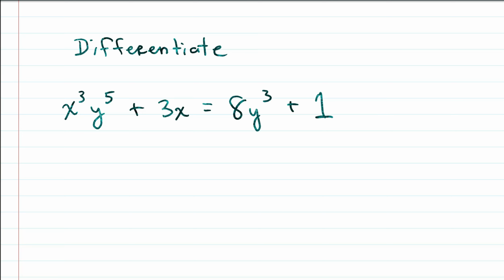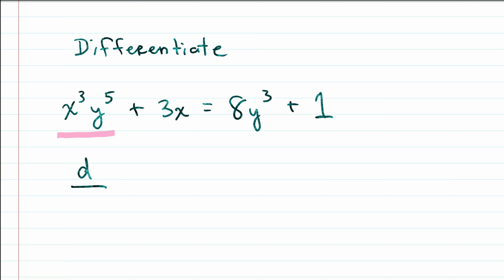Our next problem says to differentiate x to the third y to the fifth plus 3x is equal to 8y to the third plus 1. For this one, we have to take a close look at that first part, the x to the third y to the fifth. That's going to involve us doing something a little bit extra. So now I'm just going to show what we're doing.